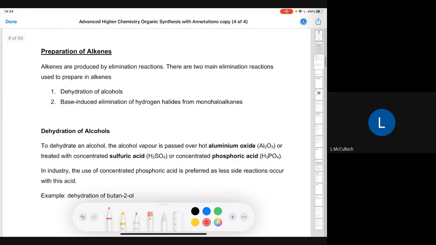So let's look at our alkenes. We are going to start with preparation of alkenes. Alkenes are produced by elimination reactions, and there are two main elimination reactions used to prepare an alkene.